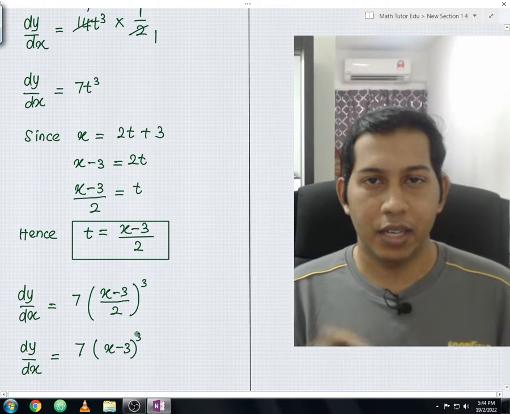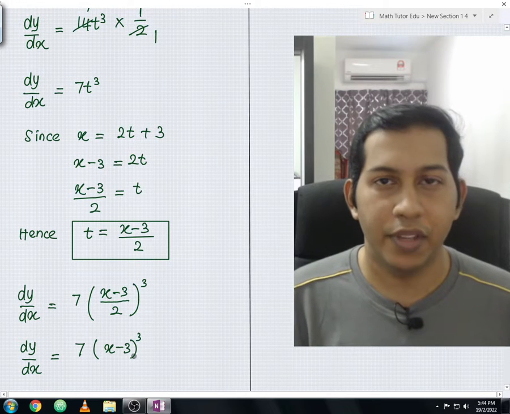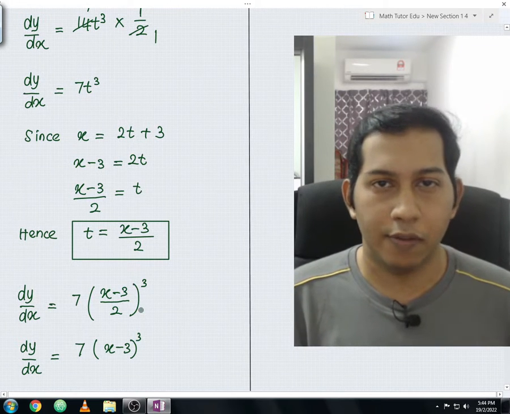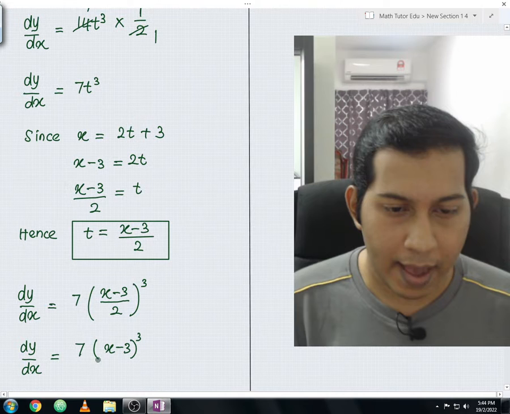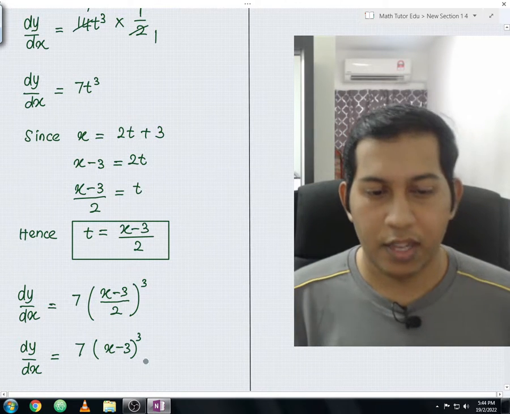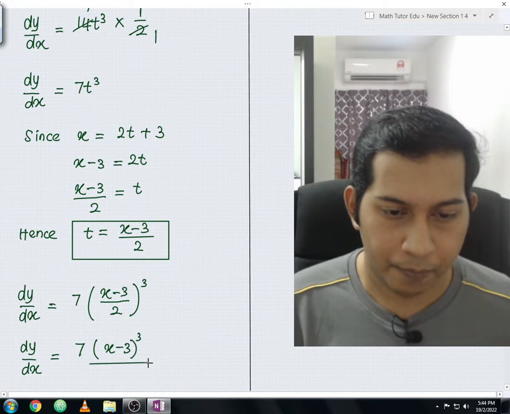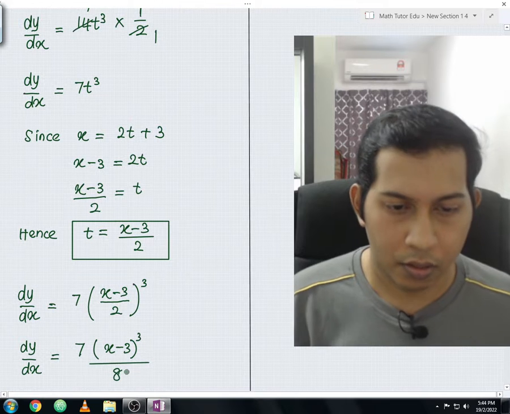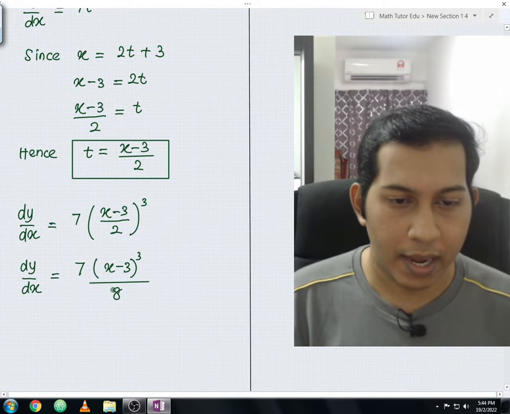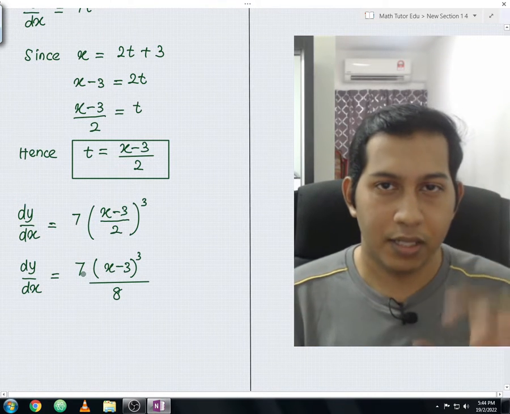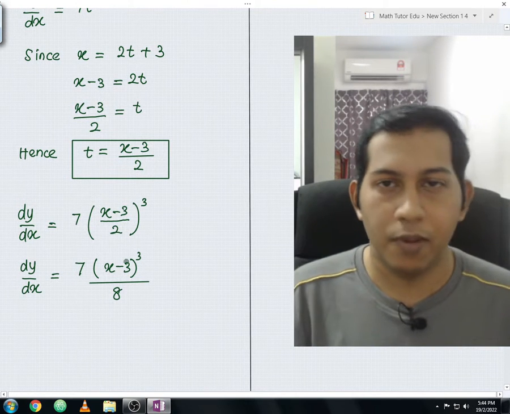Remember guys, I mentioned in the previous example, for the power of 3 and above you no need to perform the expansion, whereas if it is a power of 2, yes, you must perform the expansion. So x minus 3 cube, and then divide by 8. So this expression we can write in a way that the 7 and 8 we group together, since they can form a single fraction. So the constants we group on one side, and the power on the other side.